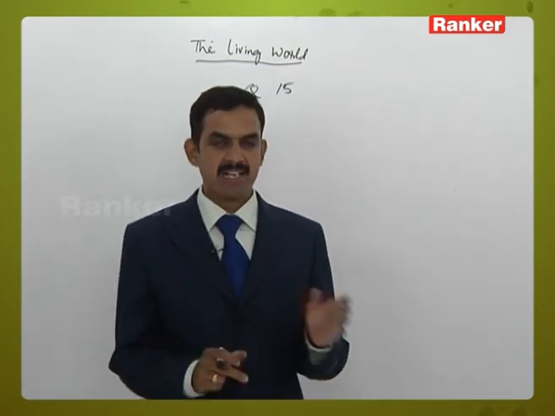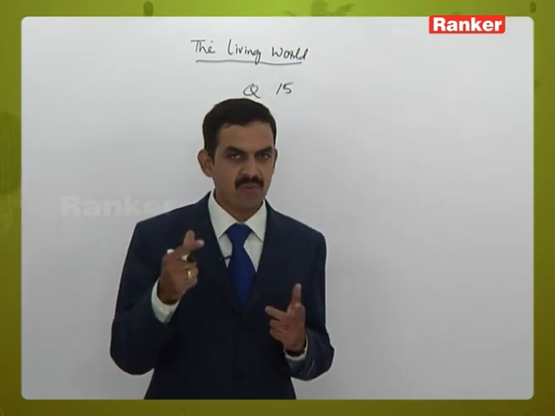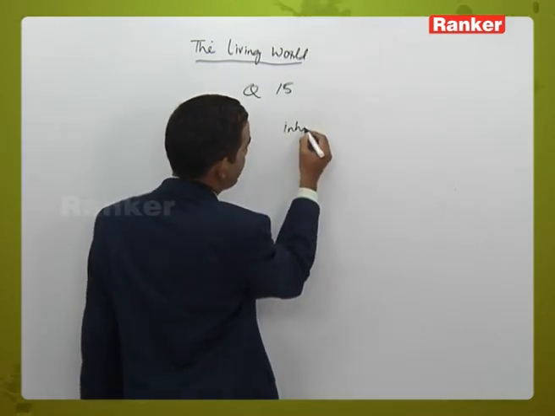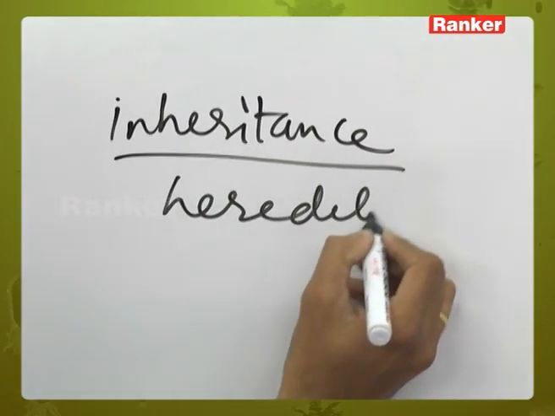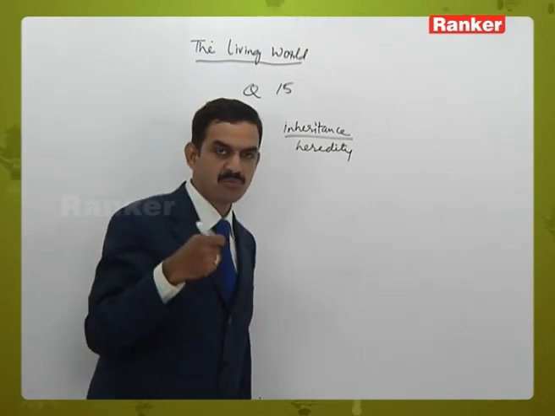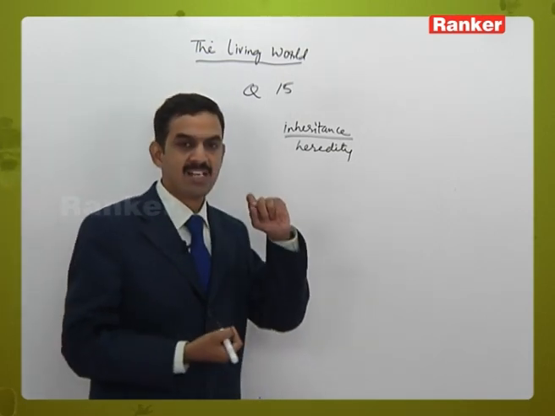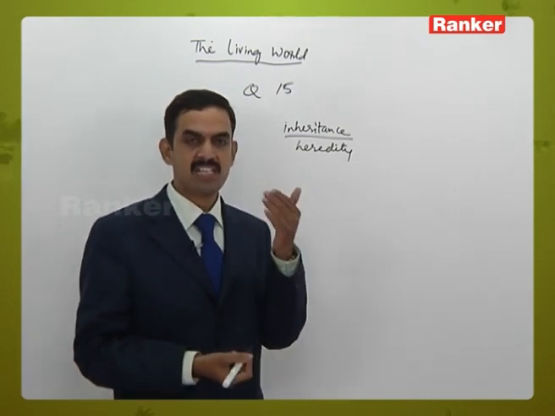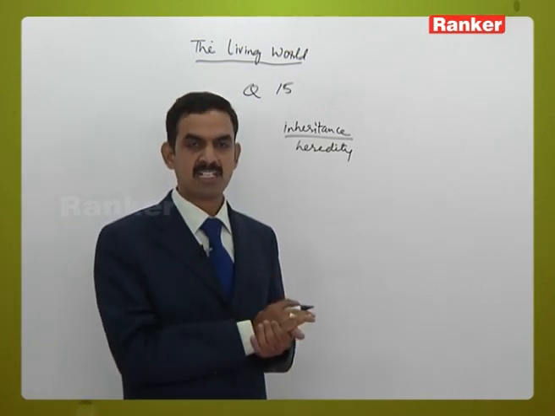So let us take the parents and the daughter generations. Here we know that the characters are inherited from parent generation to the daughter generations. That is what we call inheritance, or we can call this heredity. We know that heredity is nothing but the transfer of genes from parent generation to the offspring generation, and the genes are present on the DNA molecule or the genetic material present in that living organism.